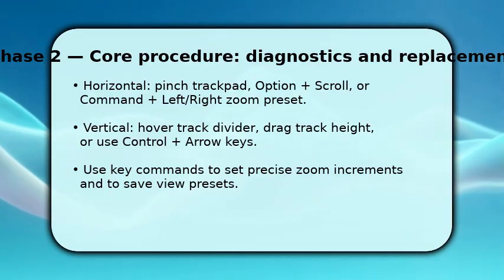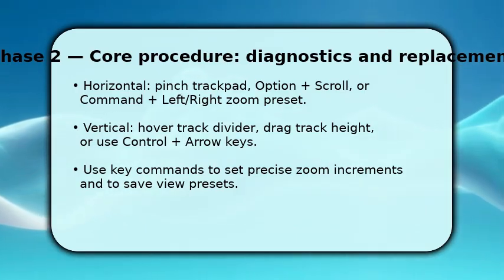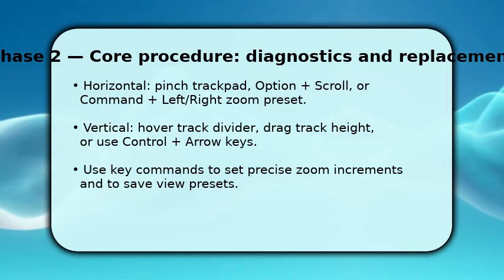For vertical detail, hover the track divider and drag to change height, or use Control plus up/down for finer increments. This helps when editing MIDI velocity versus audio waveform.